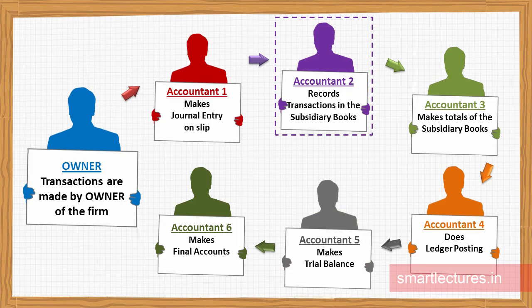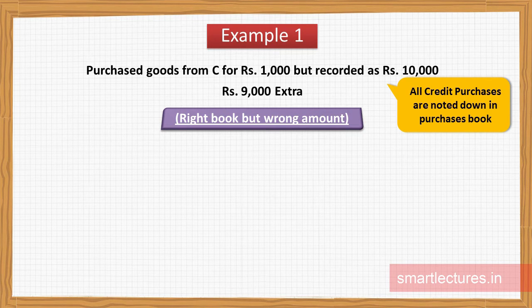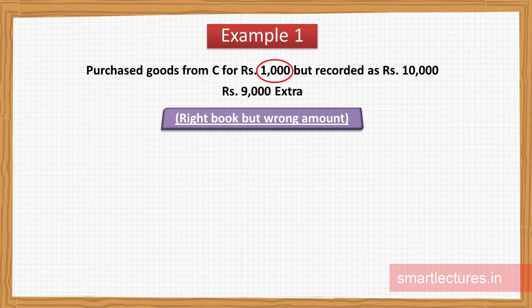So it means he has picked up the right book, I mean to say purchases book, because these were the credit purchases. And in this question, they have not mentioned that this transaction has been recorded in some wrong book. It means the transaction has been recorded in the right book. And the right book is purchases book, because all credit purchases are noted down in purchases book. But the problem is he didn't write down rupees 1000. He wrote down rupees 10,000, rupees 9,000 extra. It means this is the right book but wrong amount.